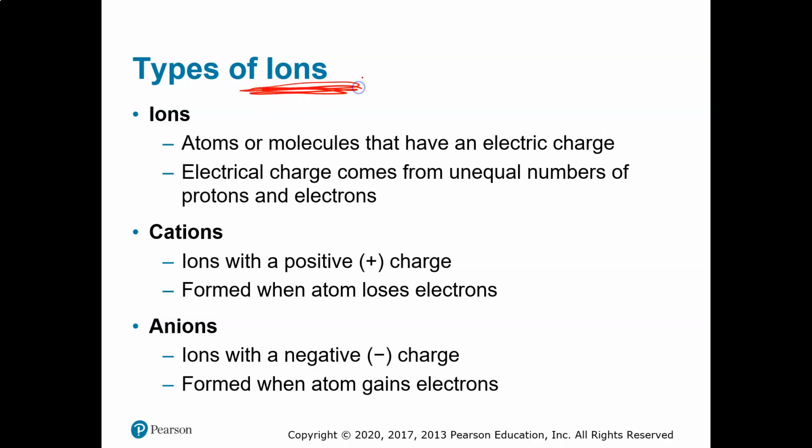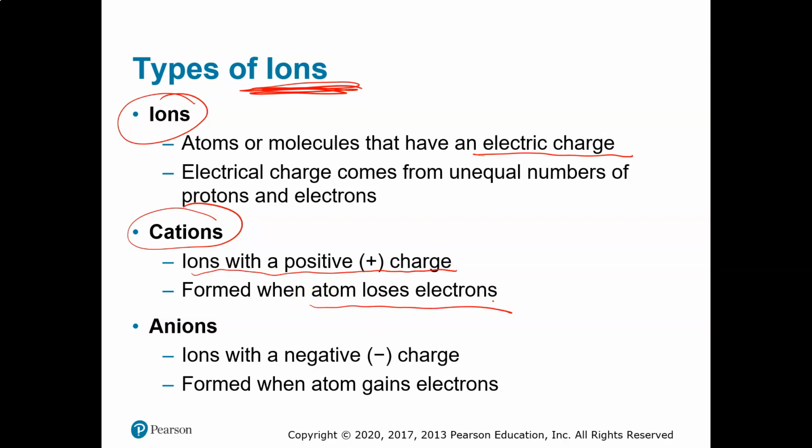And these are atoms that have a charge. They have an electrical charge. That means that they have lost or gained electrons. So an ion is an atom with an electrical charge. A cation is an ion with a positive charge. And these ions form when atoms lose electrons.